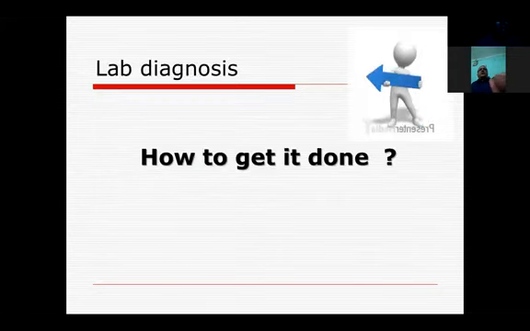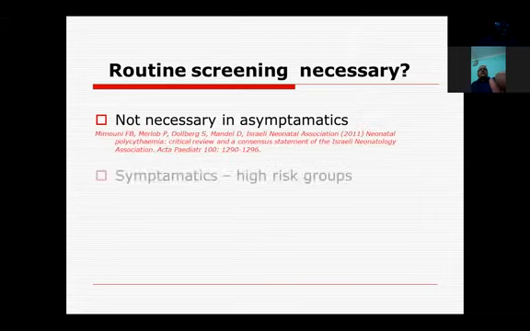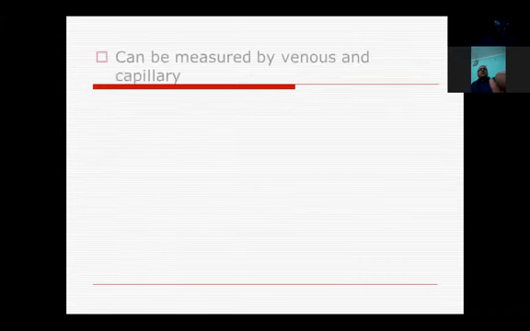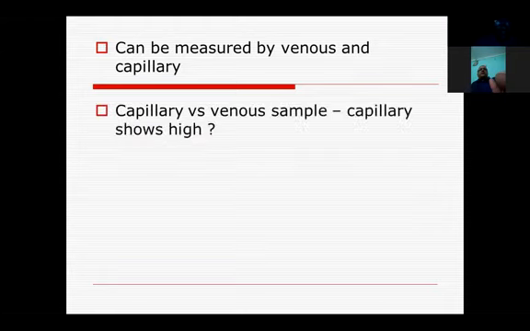So how to get it done? Lab diagnosis. Routine screening, is it necessary? No, it is not necessary in asymptomatics. Only if there are high risk groups, we have to get a routine screening done. What are high risk groups? IUGR, large for gestational age, IDM mother, monochorionic twin. So in these children, we usually do screening. It can be measured by venous, also capillary.